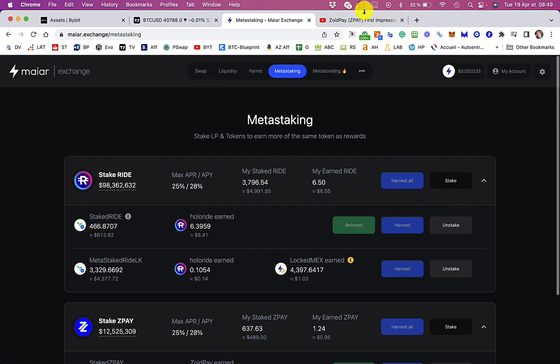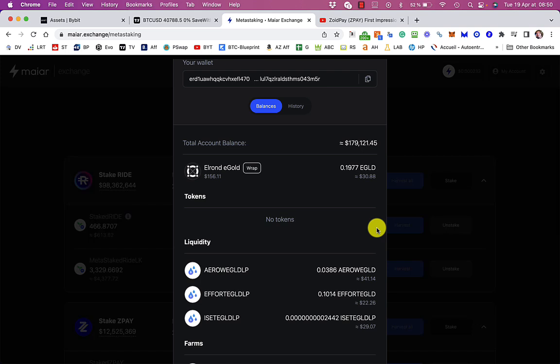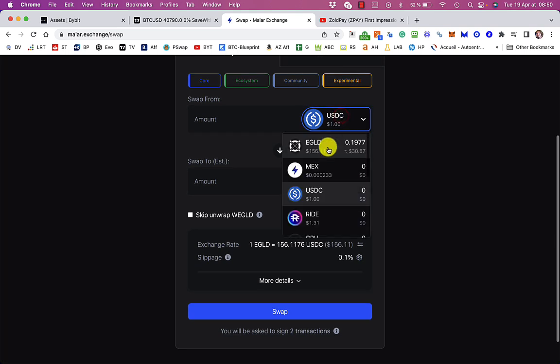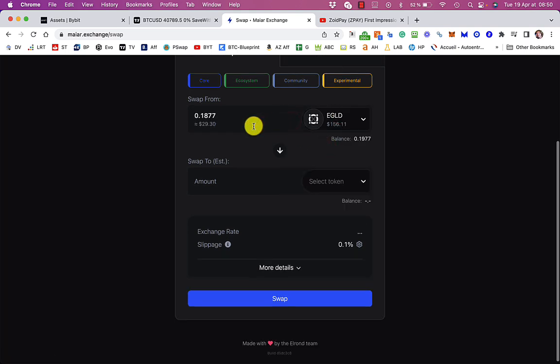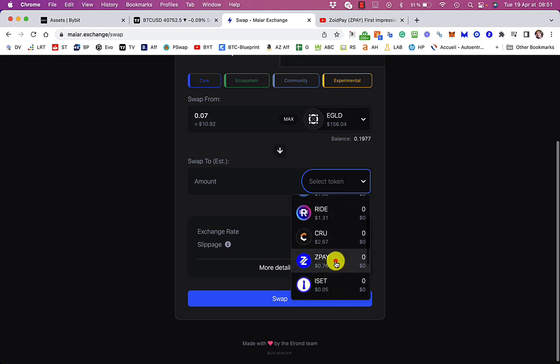Okay, so first of all, I'll just claim that. Okay, that's done now, so I should see it in my account. There's right about $30 worth of eGold there. So maybe I have to use about $10 worth for each part of the pair. To do that, let's go to swap and look at my eGold. I don't want to use the maximum, I want to use about a third of that. So let's say about 0.07, something like that. Yeah, that's about $10.92. So 0.07 eGold, and I want to turn that into ZoidPay.